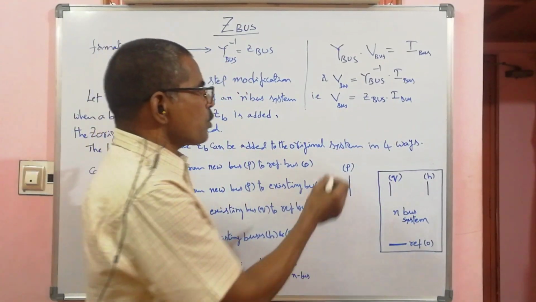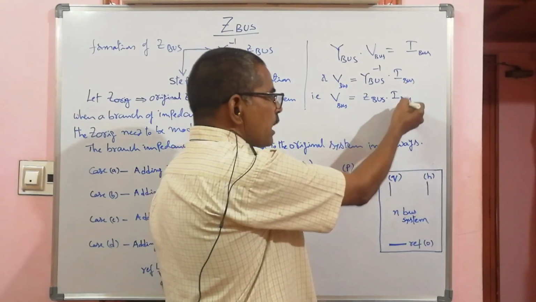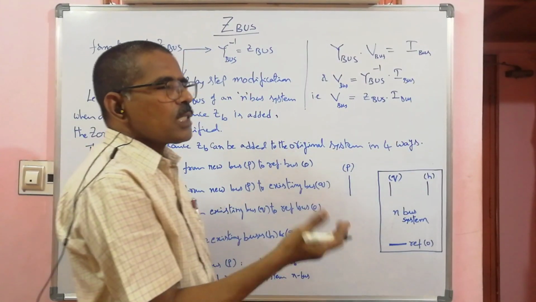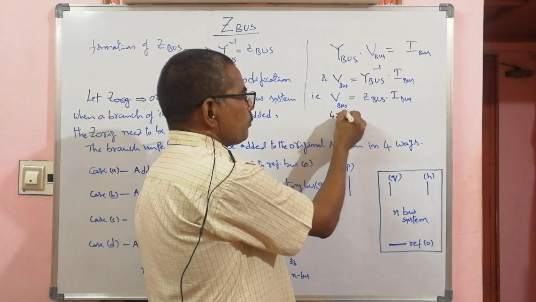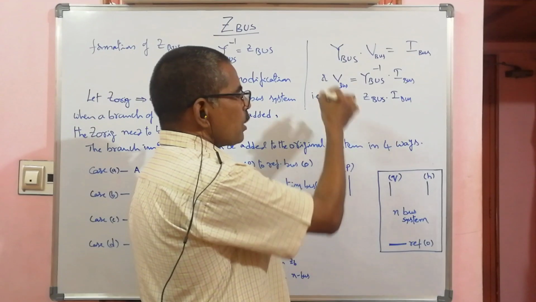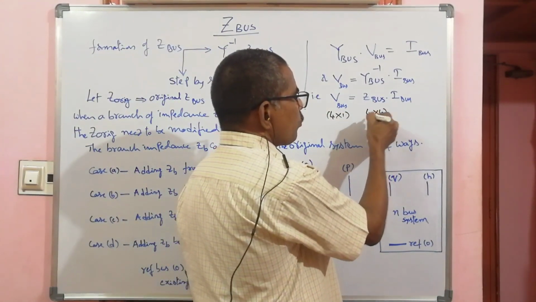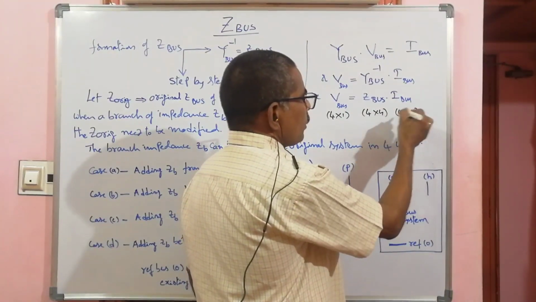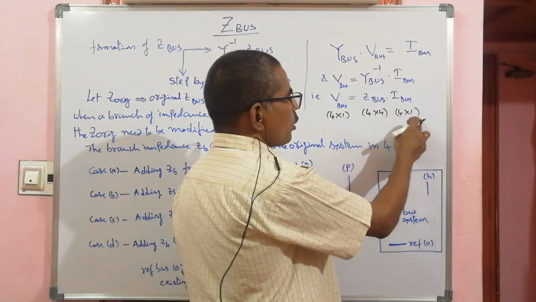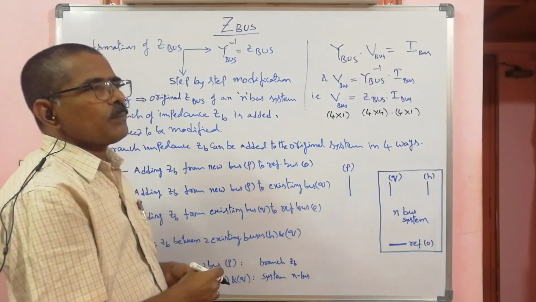Now if you see, V bus is a column matrix. Likewise, I bus is a column matrix. Suppose you consider a 4 bus system, V bus is 4 by 1, is it not? 4 rows and 1 column. What is Z bus? Z bus is 4 by 4. And I bus is 4 by 1. So this 4 by 4 into 4 by 1 gives 4 by 1 as the result.